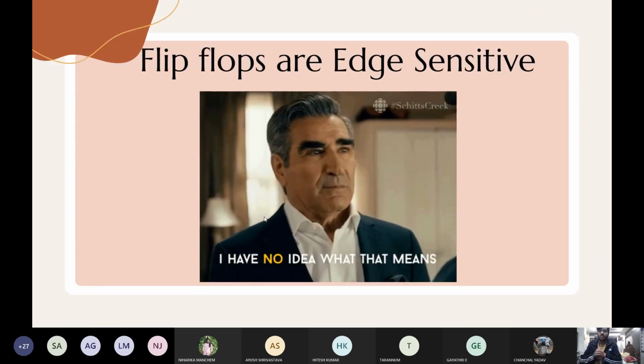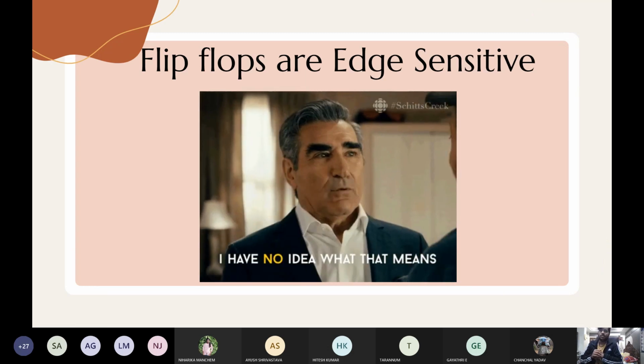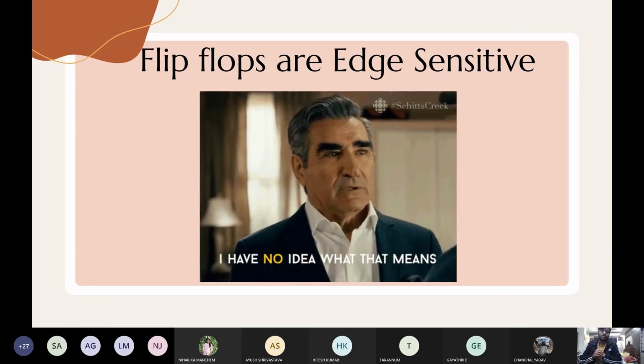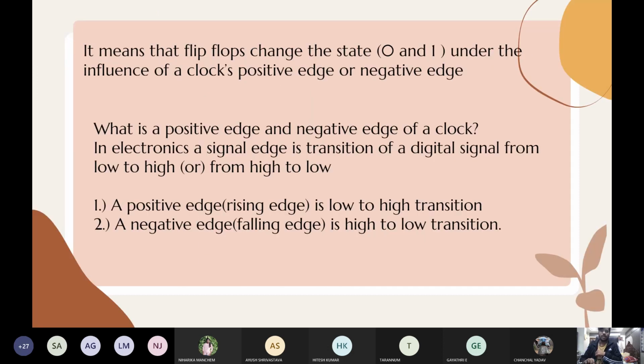So, flip-flops are edge sensitive. Now, some of you are like, I have no idea what that means. Don't worry, let me explain. It means that flip-flops change state between 0 and 1 under the influence of the clock's positive edge or negative edge. So, what are these positive and negative edges of the clock? In electronics, an edge is defined as the transition from high to low or from low to high. In summary, a positive edge is a transition from low to high, and a negative edge is a transition from high to low.